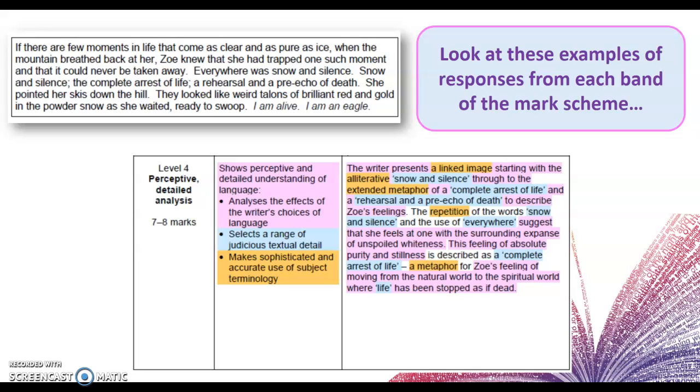The writer presents a linked image. Now that, even though that's very straightforward terminology, a linked image is terminology, and it's recognising that idea of an extended metaphor throughout the text. So the writer presents a linked image starting with the alliterative snow and silence, through to the extended metaphor of a complete arrest of life and a rehearsal and a pre-echo of death to describe Zoe's feelings. The repetition of the words snow and silence and the use of everywhere suggests that she feels at one with the surrounding expanse of unspoiled whiteness.